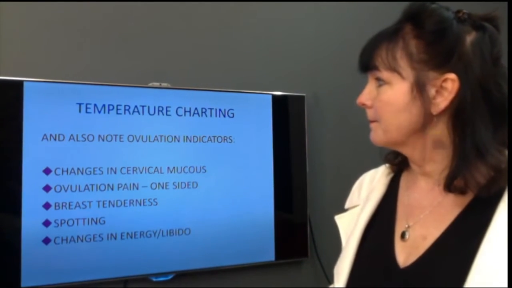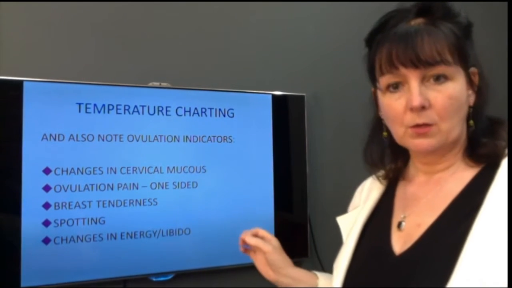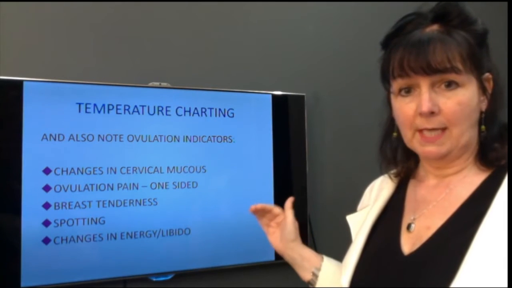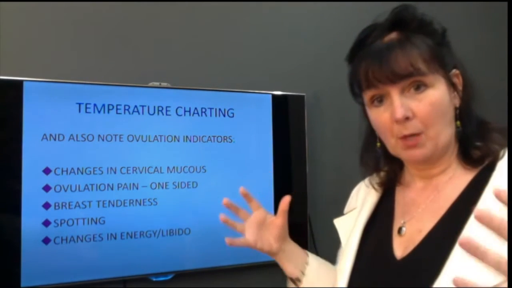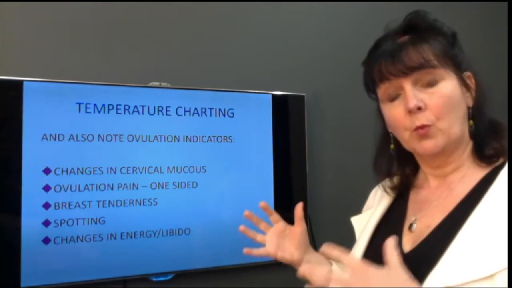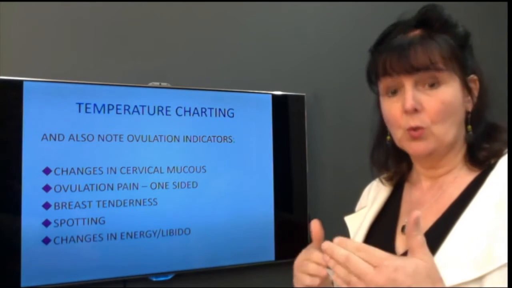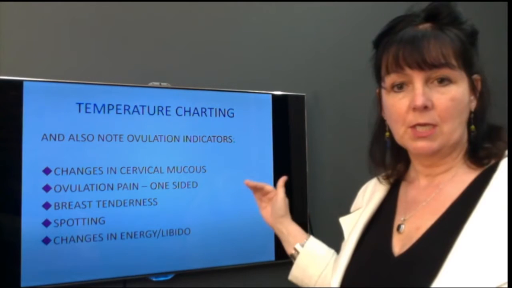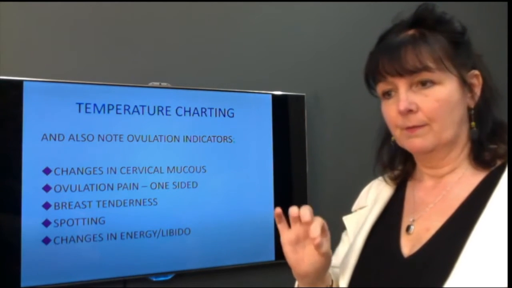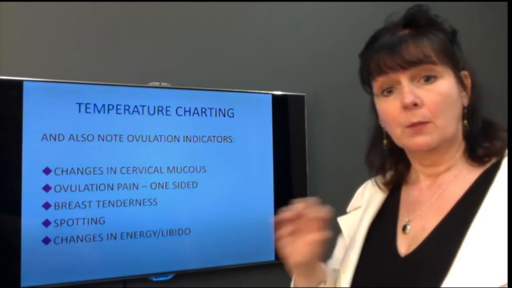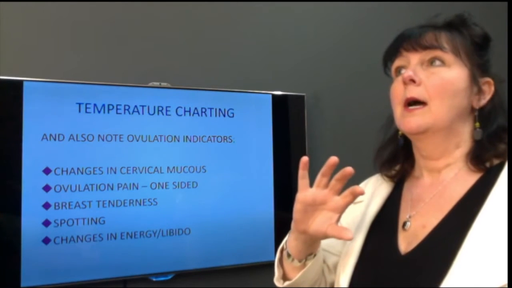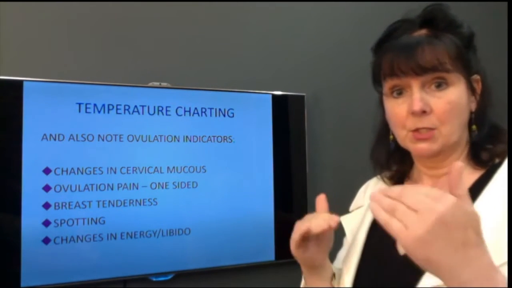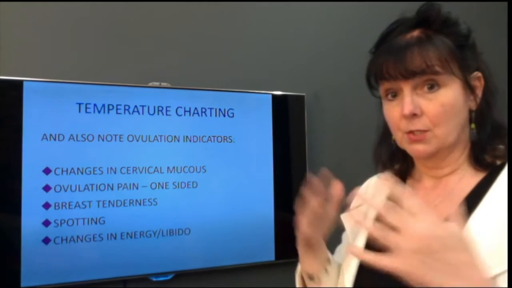Alongside ovulation charting, the other pieces of information we need to gather, because it helps to build up a whole picture of what happens for you or your client when they are ovulating, is noting changes in their cervical mucus. So the majority of the time we don't produce very much, and cervical mucus is hostile to sperm. The pH is not the right pH, it's too acidic, and so sperm are killed in that environment.